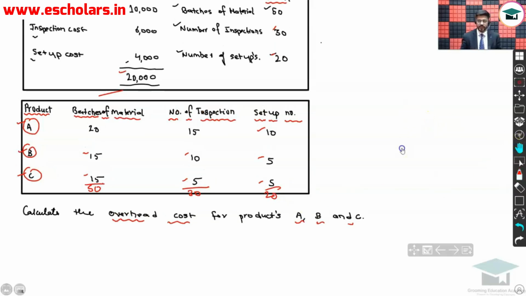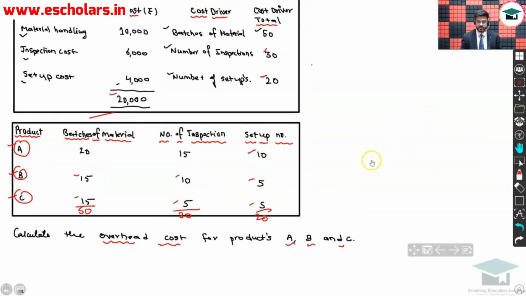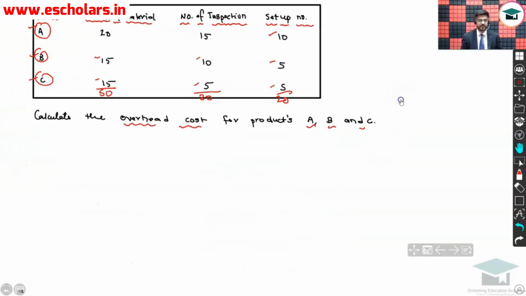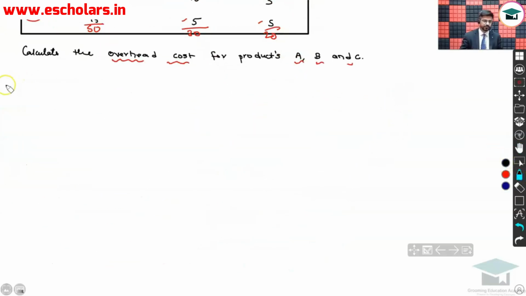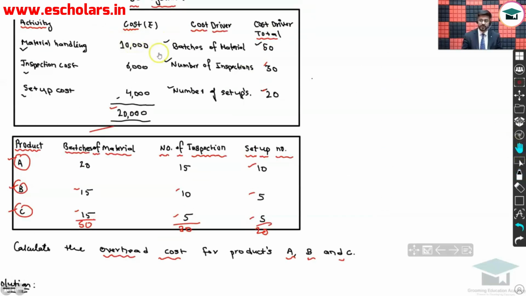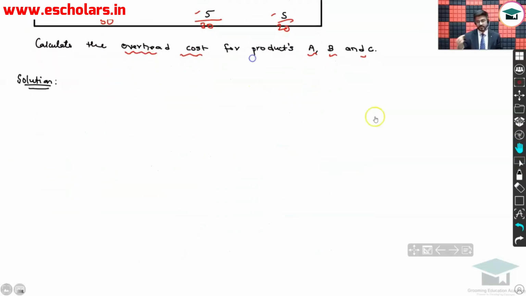Now let's see how we are going to approach this problem. Try to understand how I am approaching this question. In order to calculate the overhead cost, we need to know the activities, their cost pools, and their cost drivers. Activity is given in the question, cost is given, and cost driver is given. So the first and most important thing is we need to calculate our cost driver rate.